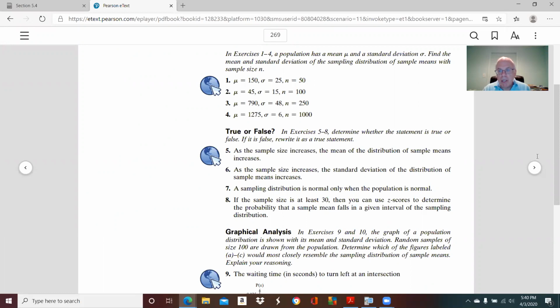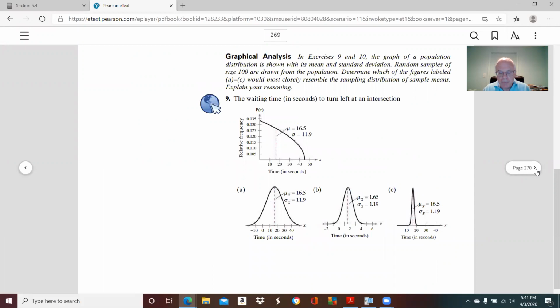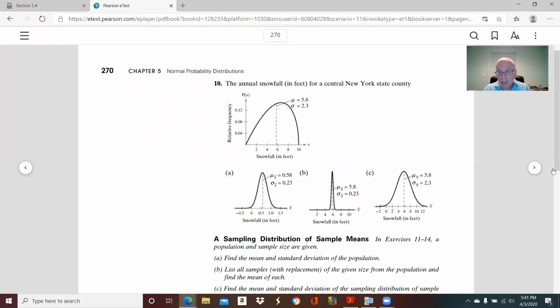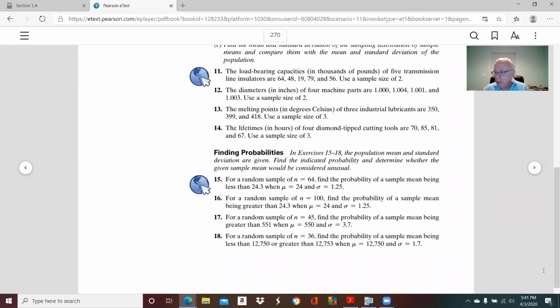All right. Now let's look at number 15 on the next page. No, next page. Number 15. Let's take a quick look at it. Again, I'm going to post these solutions later tonight so you can see them. We're only going to do 15, by the way. You can try these others if you want. You're given the population mean and standard deviation, and you're given the sample size. Find the probability of a sample mean being, in this case, less than 24.3. The population mean is 24. The population standard deviation is 1.25. So let's go ahead and look at our solution. You can try this on your own with your calculator.